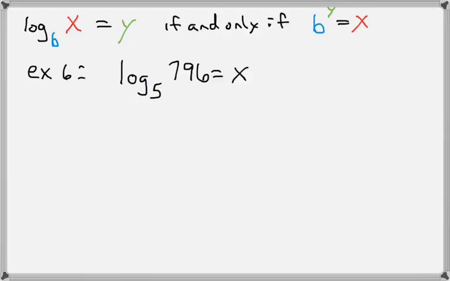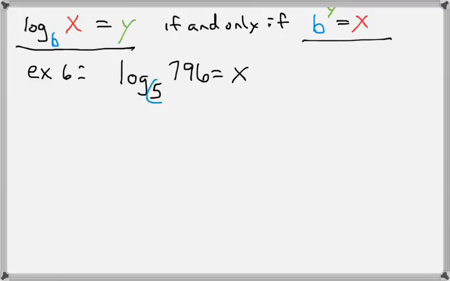Here we have a logarithmic form. Log base 5 of 796 is equal to x. It's in logarithmic form, matches this guy right here. We want to convert it to its exponential form. So we need to identify our three parts.